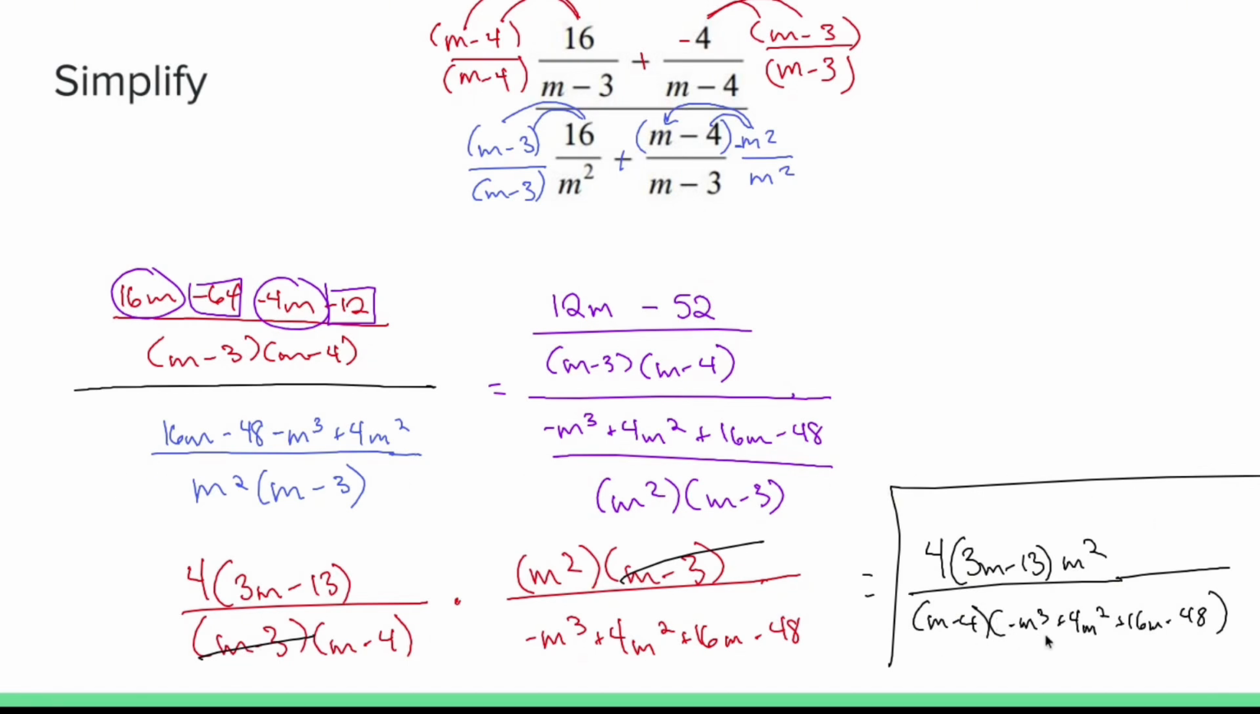If you wanted to, you can FOIL this out on the bottom. You can maybe make that 4m squared, make it look a little bit prettier. But you know what? After all of this, I think we can be okay with that.